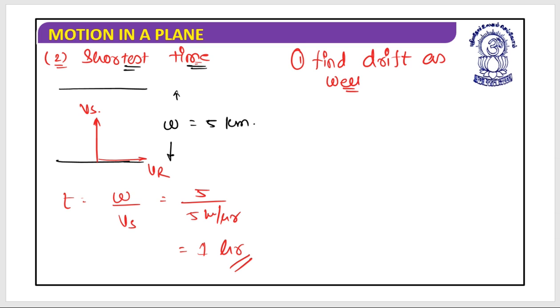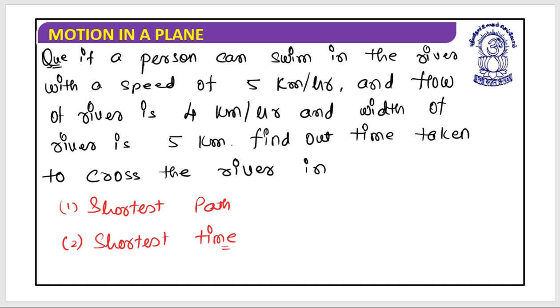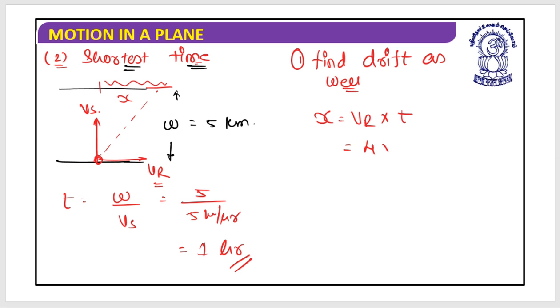So what is drift? You start here and you are going to land here. So this distance basically defines the drift. So this x should be equal to Vr into t. Vr is the velocity of the river. What is it? The velocity of the river is 4 kilometer per hour. 4 multiplied by time, which is 1, is 4 kilometer of drift. Yes. Is it clear? Great.